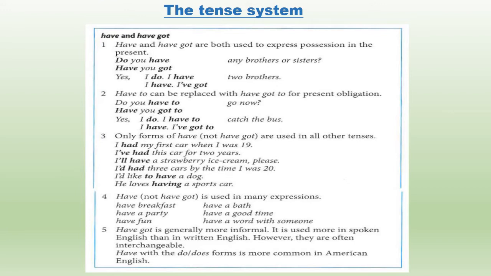Have, not have got, is used in many expressions. For example, have breakfast, have a bath, have a party, have a good time, have fun, have a word with someone. Have got is generally more informal. It's used more in spoken English than in written English. However, they are often interchangeable.